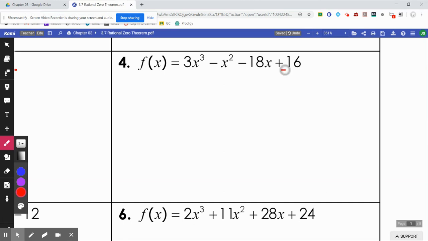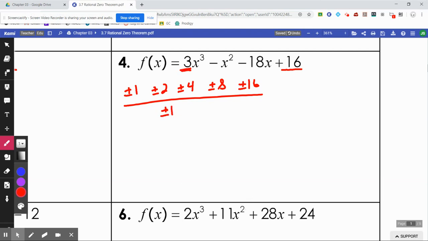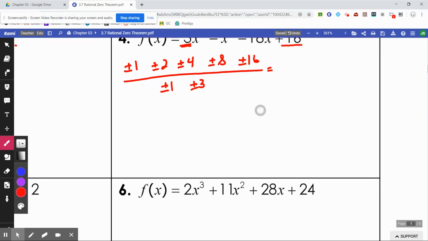Number 4, the possible rational roots are all the factors of 16 over all the factors of 3. The factors of 16 are 1, 2, 4, 8, and 16. The factors of 3 are 1 and 3. So this one we're getting a little bit tougher. So here's your possible rational roots.